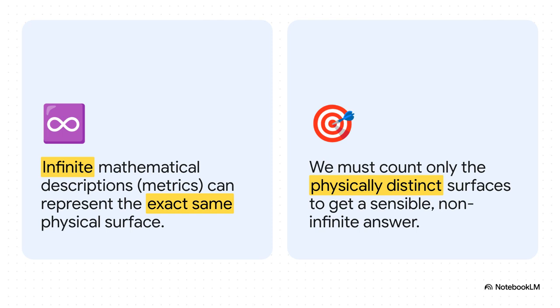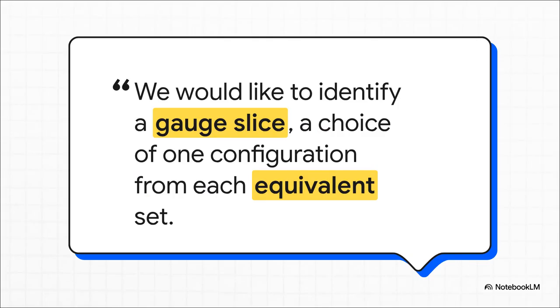So the whole game becomes figuring out how to count each unique physical shape only once. This process of getting rid of all the mathematical duplicates is called gauge fixing. And as the great string theorist Joseph Polchinski puts it here, we have to pick just one representative from each family of identical shapes. It's like we all agree that no matter how a basketball is turned, we're only going to count it as one basketball.